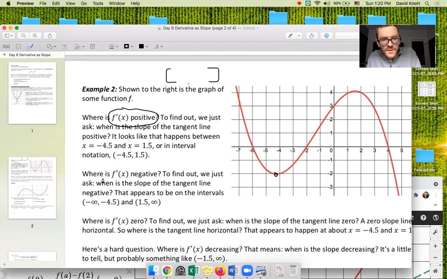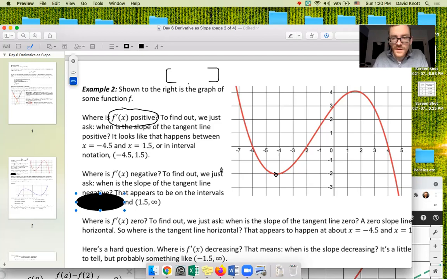Yeah, and I think if you read the description, there's a bit more here, but it's pretty similar. Where is f prime negative? It's negative all along here. And that's running all the way out, it seems, from -infinity, all the way over here, up to -4.5. So that's why I have that interval here.